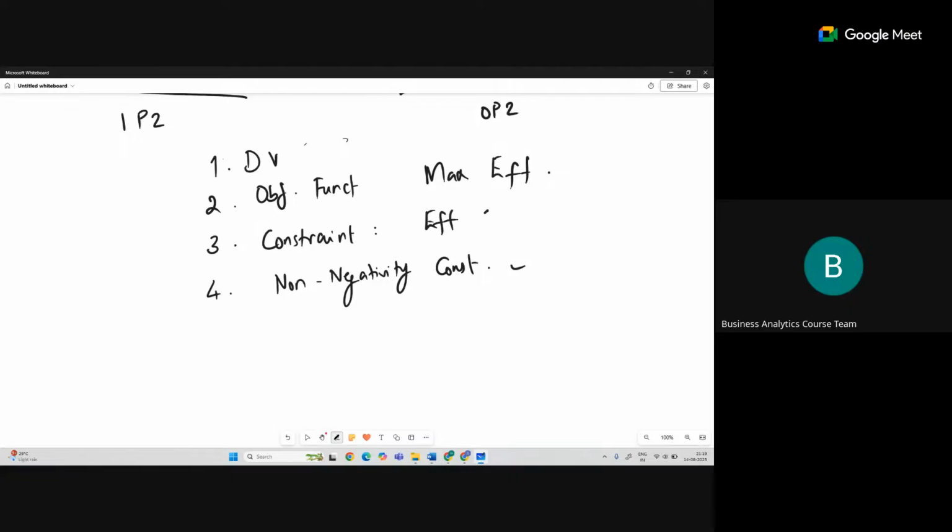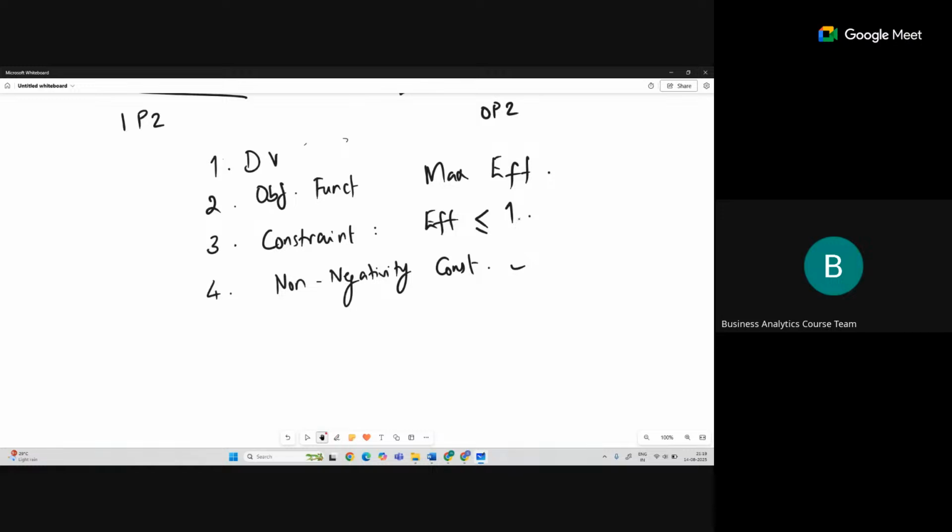Efficiency should never be greater than 1. It can be lesser than or equal to 1, right? No DMUs will have an efficiency of greater than 1, including the DMU for which you are solving the problem. No DMU can report an efficiency of greater than 1. That's the only constraint we have. Is that clear?